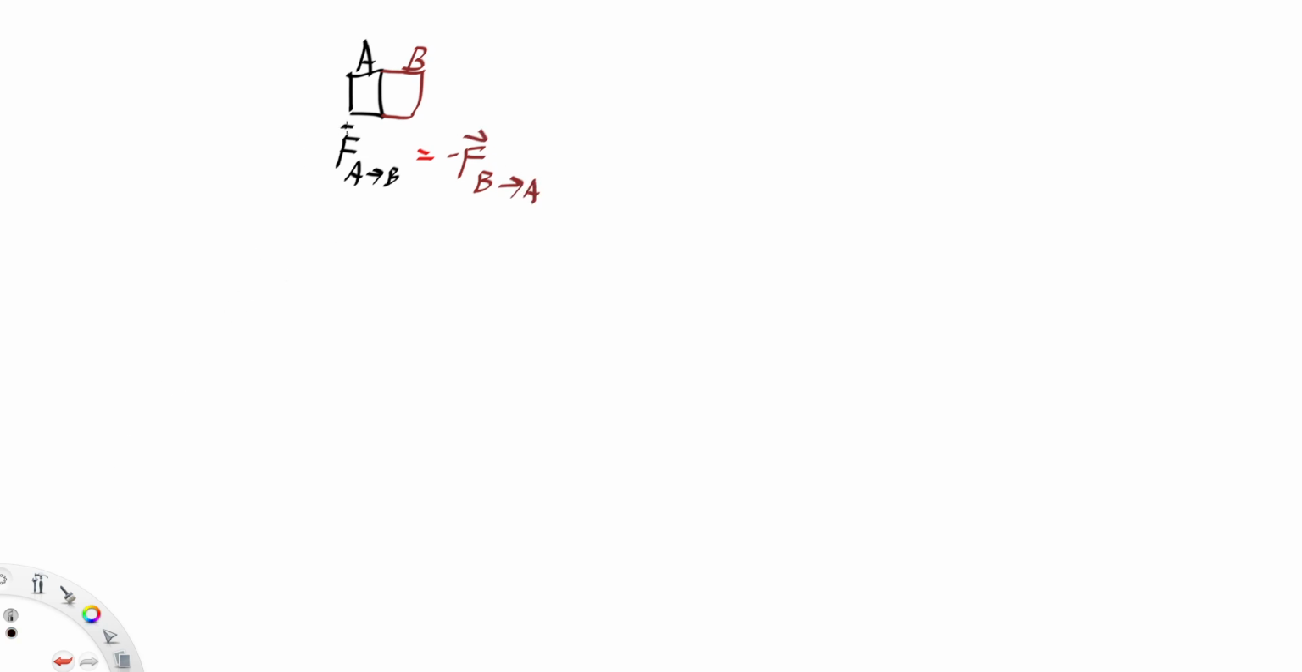And what's the meaning of this negative sign here? Like, why did this negative sign slip in? The negative sign there is just for direction. So the negative sign just says that this vector F from B to A is pointing in the opposite direction of the other vector F from A to B. So A is pushing to the right on B, B is pushing to the left on A. And this is the essence of Newton's third law.